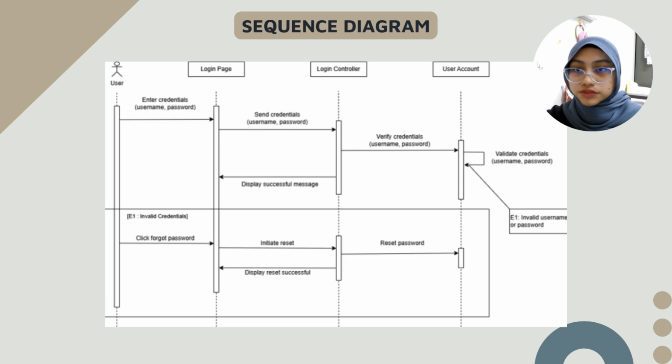Okay, so next is the sequence diagram. Now we will go to the login page. The user will enter their credentials such as username and password into the login page. And from the login page, it will send the credentials to the login controller.